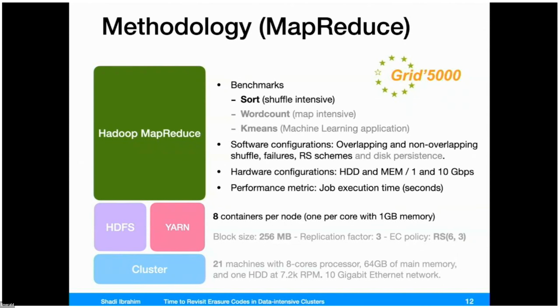Sort is a shuffle-intensive application that has an output size equal to the input size. We ran our experiments under different scenarios, for example, with overlapping shuffle and non-overlapping shuffle like Spark. Also, we studied the impact of hardware by deploying HDFS in memory and emulating slow networks. Finally, we used the job execution time as a performance metric.